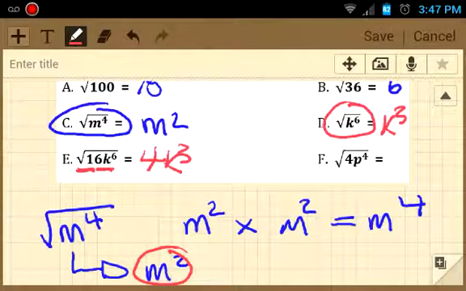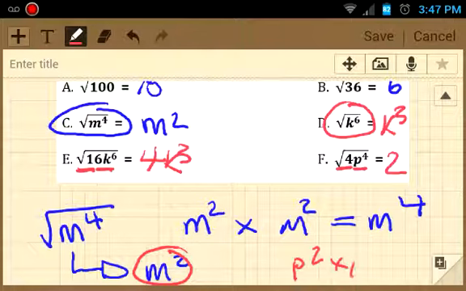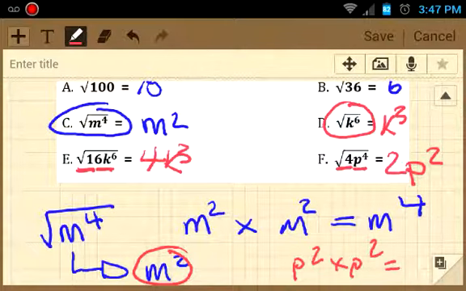Same thing when you did the square root of 4P4. We know the square root of 4 is 2. The square root of P4 would have to be P2 times P2 because that would equal P4. So the answer would be 2P2. So that's how you solve roots when you have numbers and letters or variables.